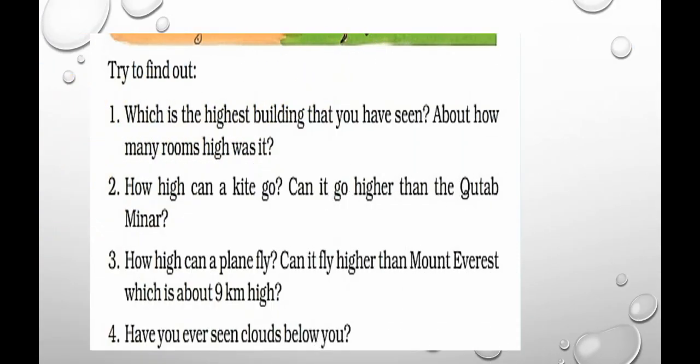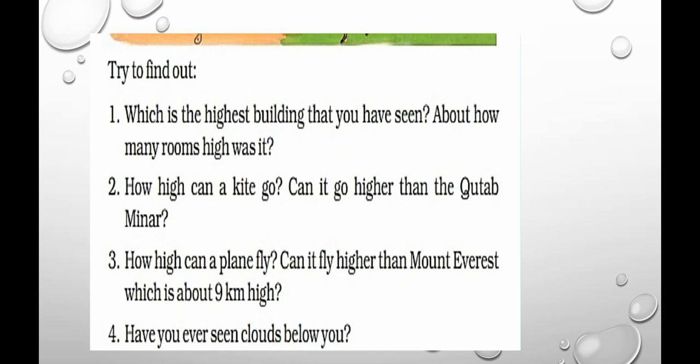Now we'll do one small activity. You have to ask your parents and do this. Okay, four questions are there. First question is, which is the highest building that you have seen? About how many rooms high was it? You might have seen many buildings. Just ask your parents what all buildings you have seen. Among those buildings, which is the highest building?